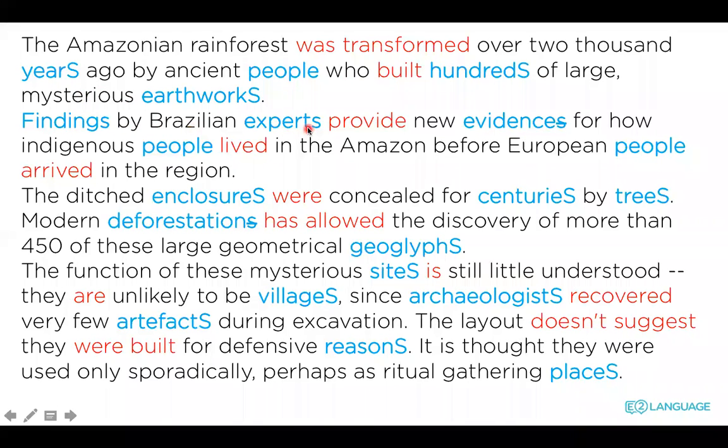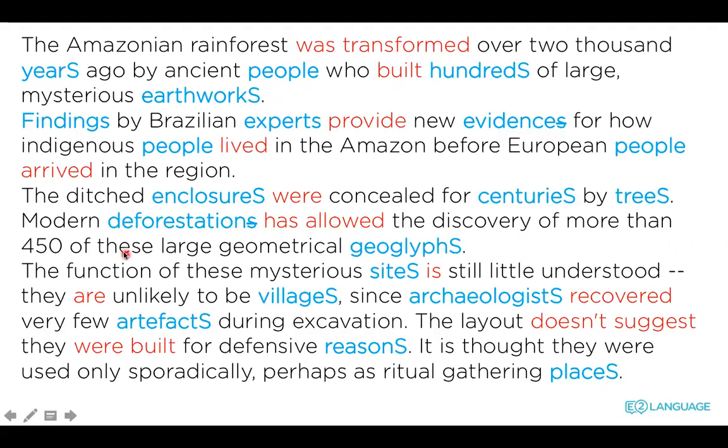Findings by Brazilian experts provide new evidence, singular, never evidences, has to be singular. This is an odd one because you can't really count evidence. It doesn't make sense for how indigenous people lived in the Amazon before European people arrived in the region. Fine. The ditched enclosures were, this is plural, so this must be plural, concealed for centuries by trees. Modern deforestation, singular, has, not modern deforestations have. You can see that this affects the verb, but here it must be singular, so this must be has.